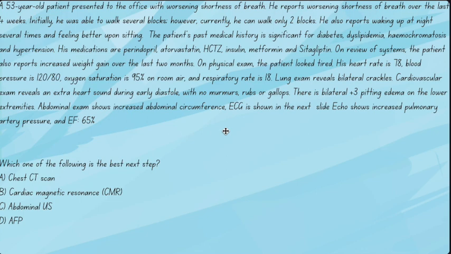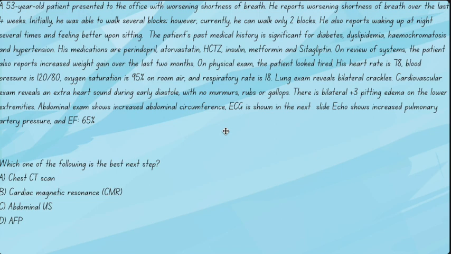Alrighty, we have a 53-year-old patient. Stop there. Go to the question. Which one of the following is the best next step? Chest CT scan, cardiac magnetic resonance, abdominal ultrasound, alpha-fetoprotein. I'm not sure which category the question is, but probably it's a two-step question. It could be cardiology, it could be gastroenterology. So I need to know the diagnosis, and then find the diagnostic test. Let's go to the beginning.